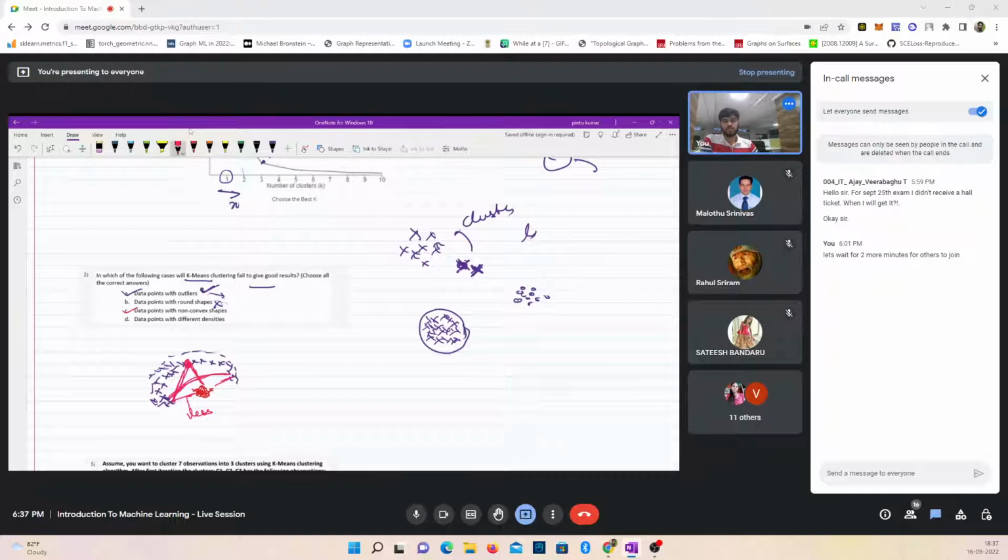If your data points have different densities, the same thing would happen. If one cluster is very tightly packed and another is very spread out, then again this is susceptible to failure.